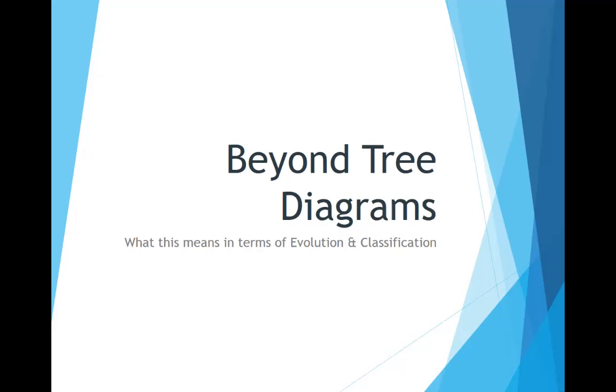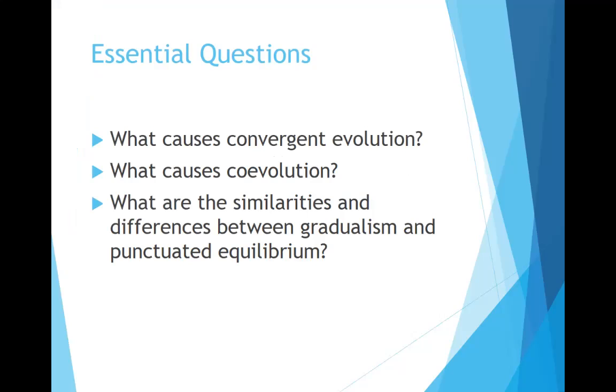So let's start with our essential questions. First of all, what causes convergent evolution? We'll tell you what that means here in a minute, but you can probably figure it out just from the parts of the word. And then we'll start looking at what causes coevolution. So make sure you can distinguish between the two, convergent evolution versus coevolution. And number three, what are the similarities and differences between gradualism and punctuated equilibrium?